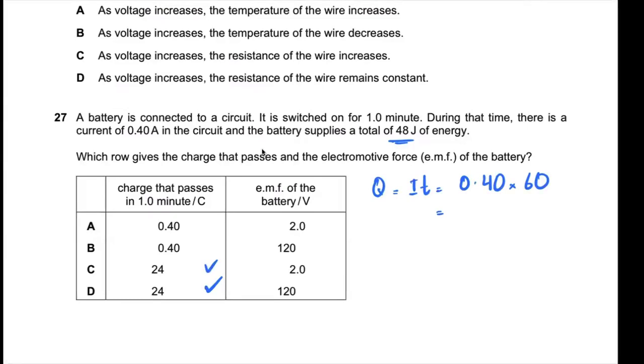And the EMF of the battery. So basically, if you have the charge now, you can just use this. So it's 48 divided by 24, so it's going to be 2. So the answer in this case is C.